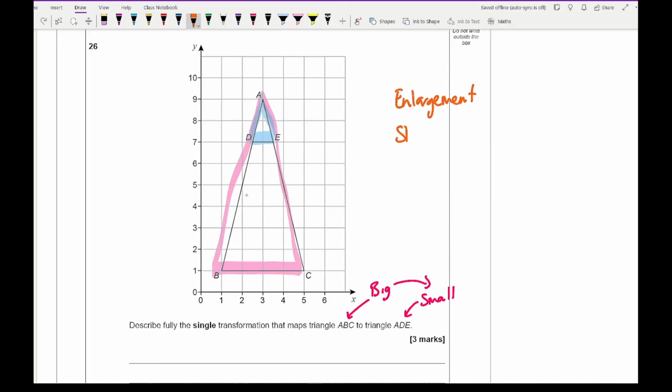Now with an enlargement, we need to state the scale factor. So we're going from big to small and we're looking at a quarter. The reason it's a quarter is because this length here is 4, this length here is 1, and the scale factor is the side of the new shape, which is the numerator, over the same side on the original shape, which is 4. We then need to state the center, which in this case is the shared point, which is going to be at 3, 9.